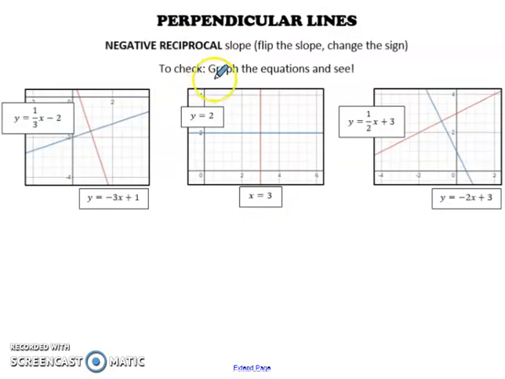With perpendicular, it's the negative reciprocal. Awesome math vocabulary right there. Negative reciprocal just tells me flip the slope and change the sign. Remember, negatives change our sign. Reciprocal means to flip, okay?